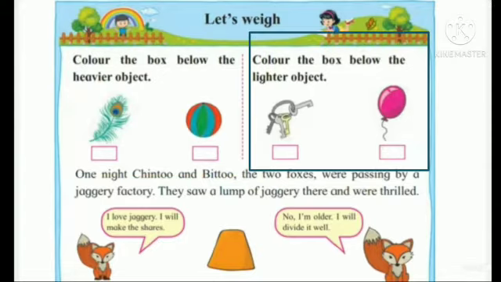Let's see another one. Color the box below the lighter object. Now we have to color the box given below the lighter object. First we colored for the heavier object. Now we have to color it for the lighter object. So in the picture, what is given? It is given a key and a balloon. So from this, which one is the lighter object? Students, key or balloon? Yes, balloon. Balloon is the lighter object. So we will color the box of the balloon because it is the lighter object.